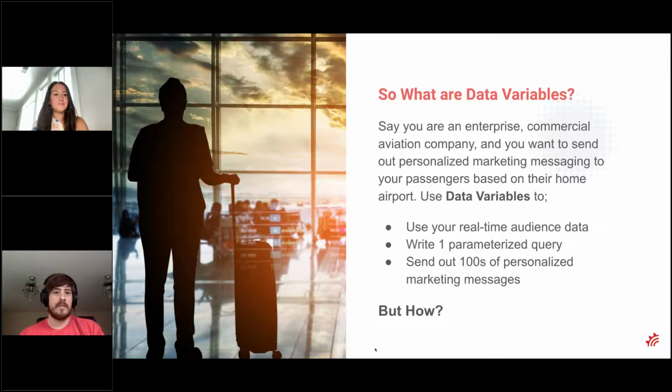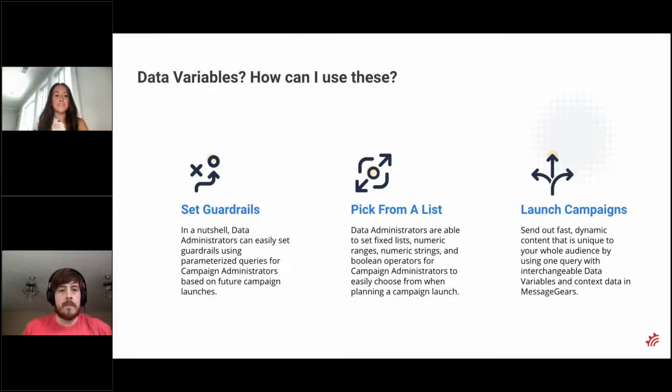Data variables are one of the most used features in MessageGears just because they provide that efficient, versatile feature for launching your campaign fast and in a very safe and easy way. Like we just went over, the data admin can set guardrails for the marketer. Then the marketer, all they have to do is pick from a list or type in a number range or select what is available there for them based on the campaign they already discussed. And then boom, launch button, launch your campaign.